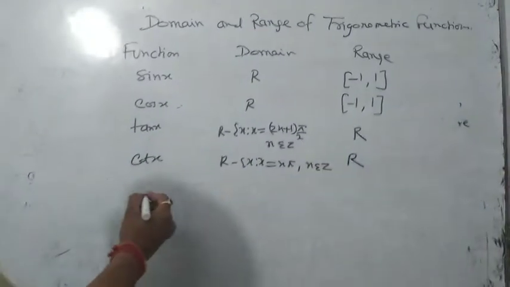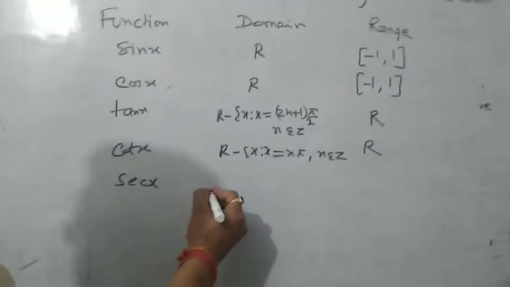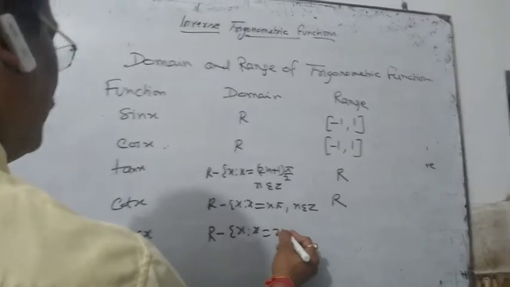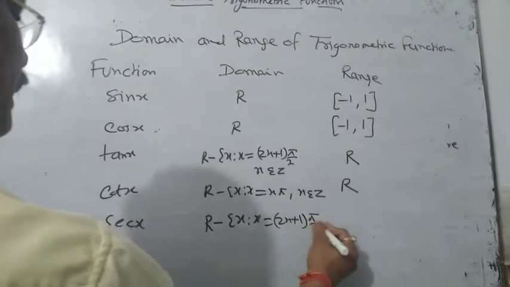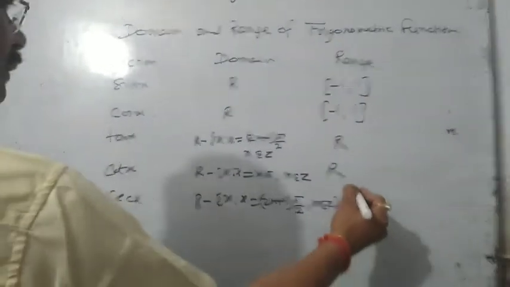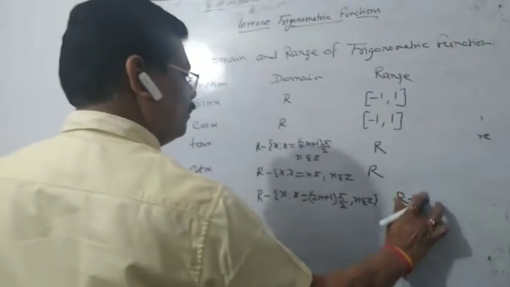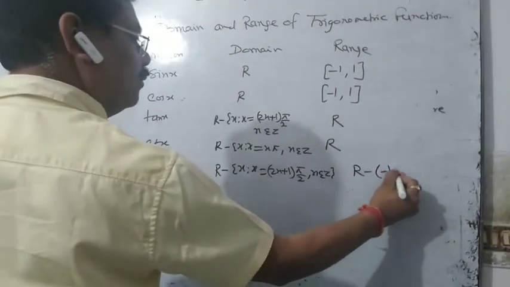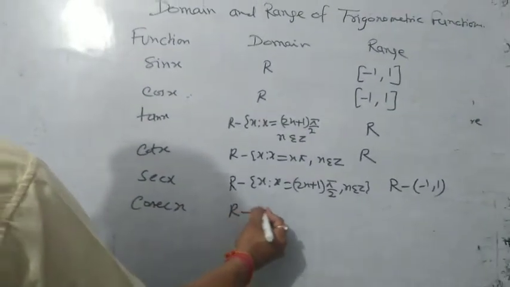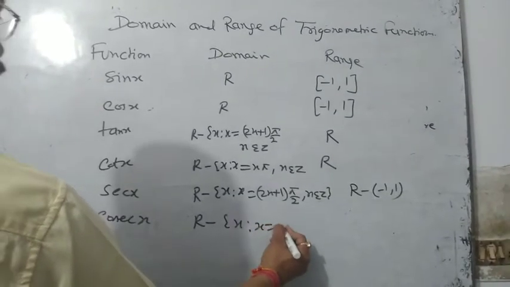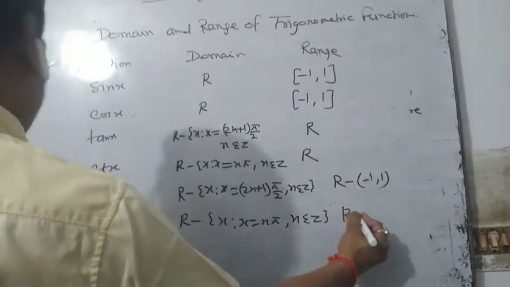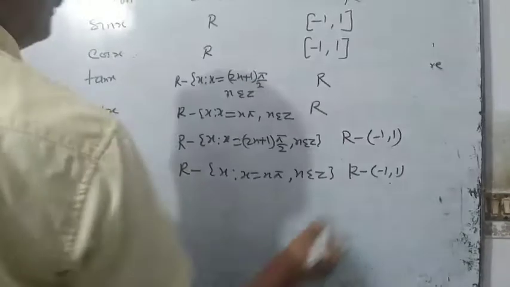After that, sec x: R minus {x such that x = (2n+1)π/2, n is an element of integers}, and the range is R minus (-1, 1). Cosec x: R minus {x such that x = nπ, n is an element of integers}, and range is R minus (-1, 1).